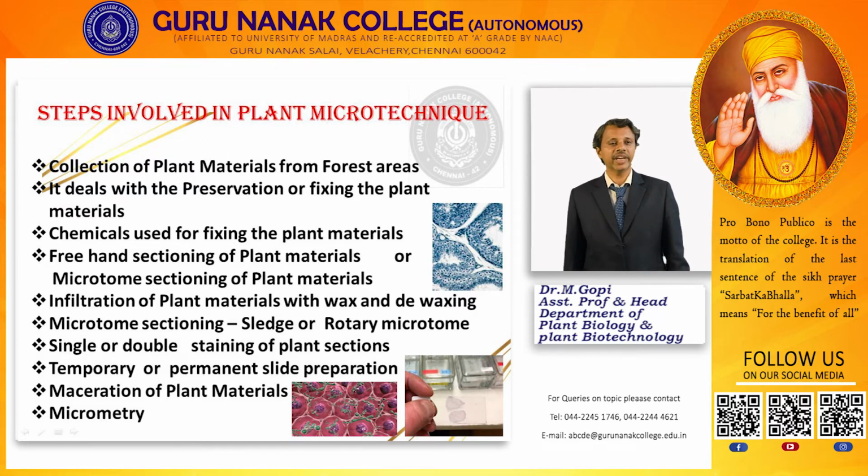This is followed by infiltration of plant materials using paraffin wax, and dewaxing. Microtome sections are of two types: one is the sledge microtome, another is the rotary microtome. The rotary microtome is useful for herbaceous material, whereas the sledge microtome is used for hardened materials, for example wood. Then it is followed by staining procedures.